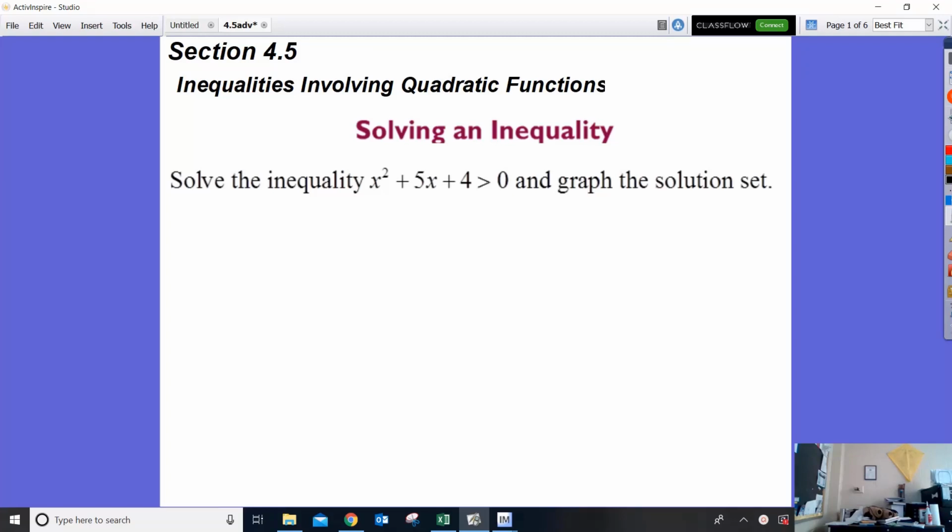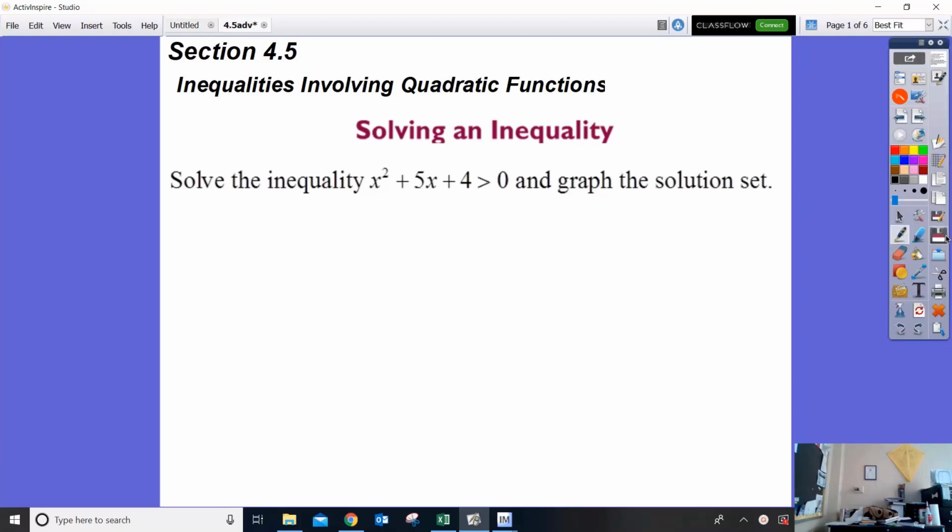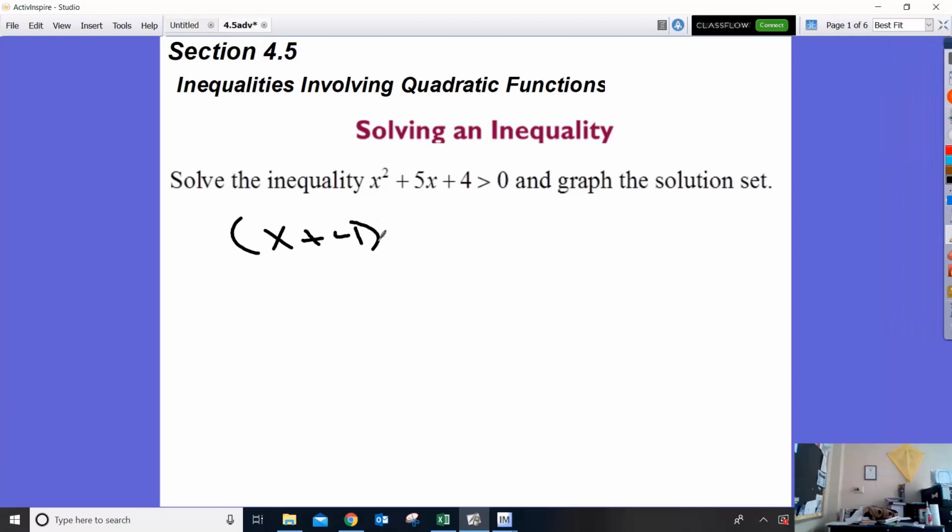Solve this inequality and graph the solution set. And this one's a pretty straightforward one. X squared plus 5x plus 4, is it factorable? Are there factors of 4 that exist that will add to 5? Yes. So how does x squared plus 5x plus 4 factor? X plus 4 and x plus 1.